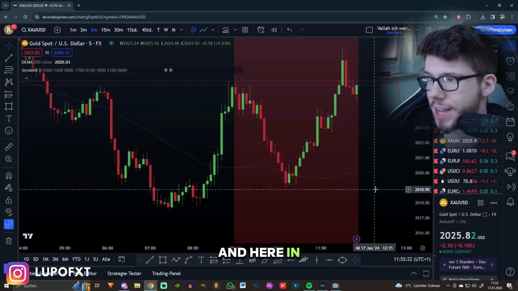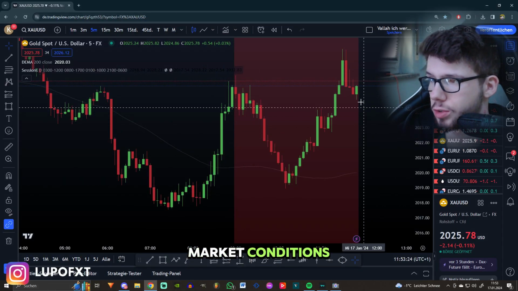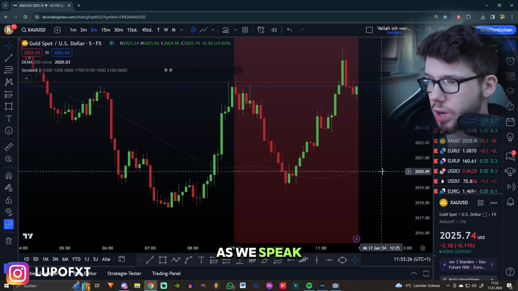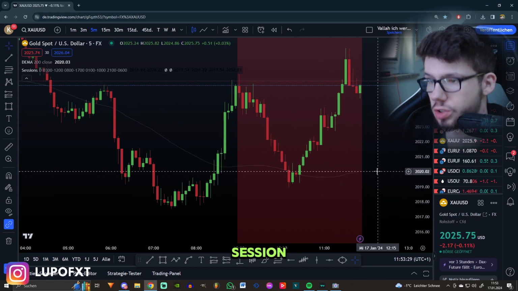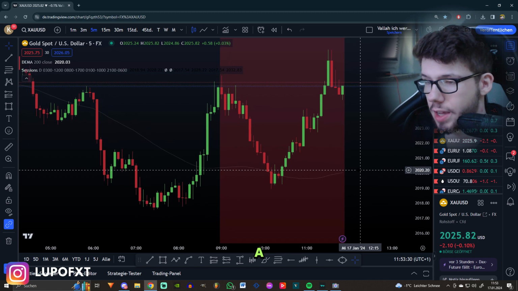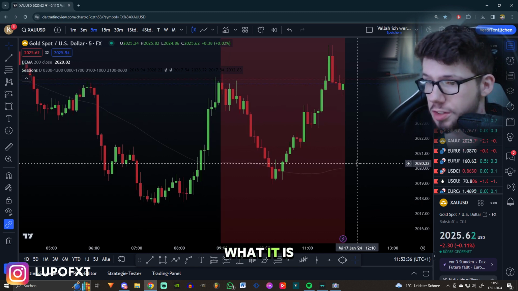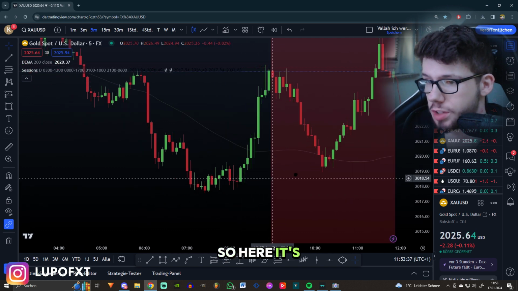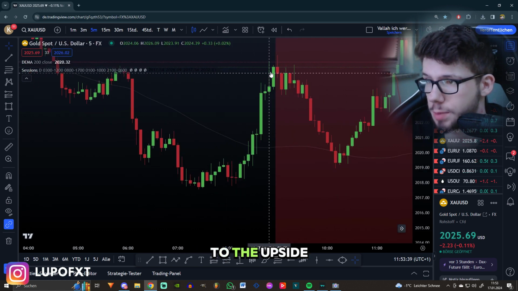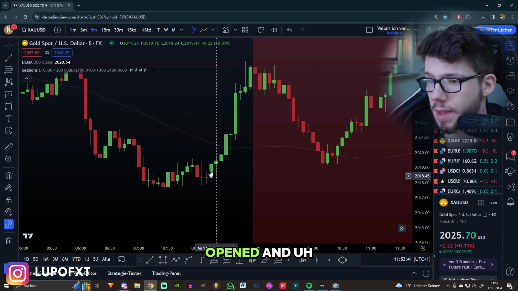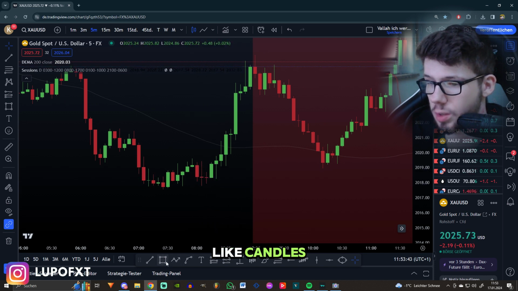All right, and here in actual real life market conditions, you can see the candles are printing as we speak right now. We can see this is London session still on gold, and we had a demand zone this morning. Unfortunately, I missed this trade. Yikes, but it is what it is. So here it's pretty simple. We have this rally to the upside just before London session opened, and we can see there are candles that we could mark up.